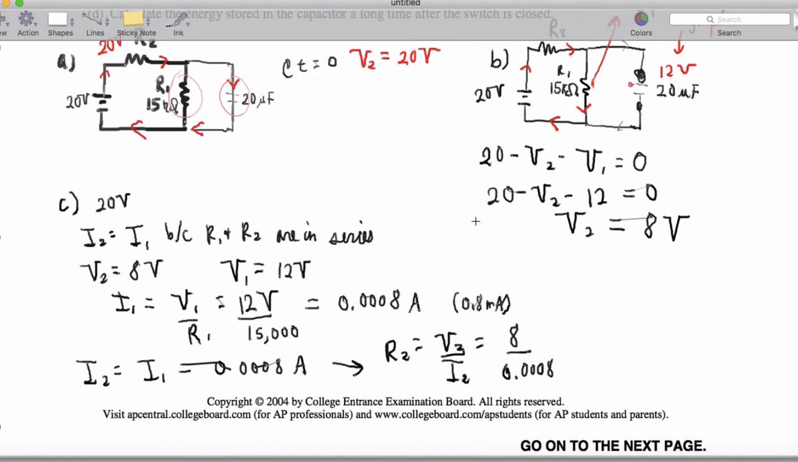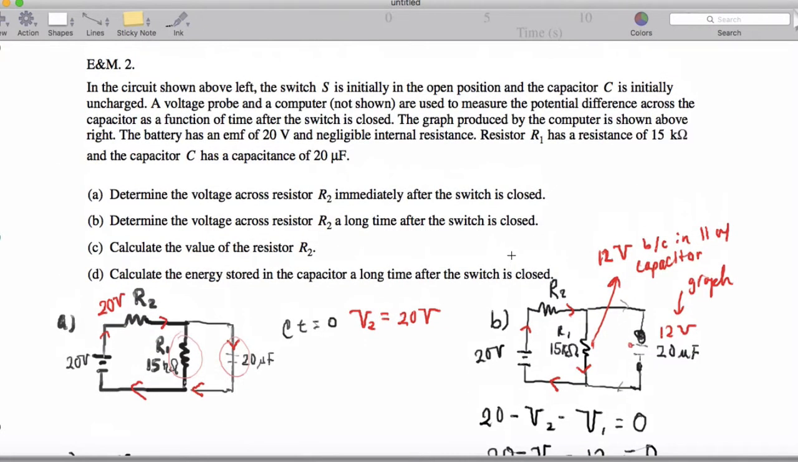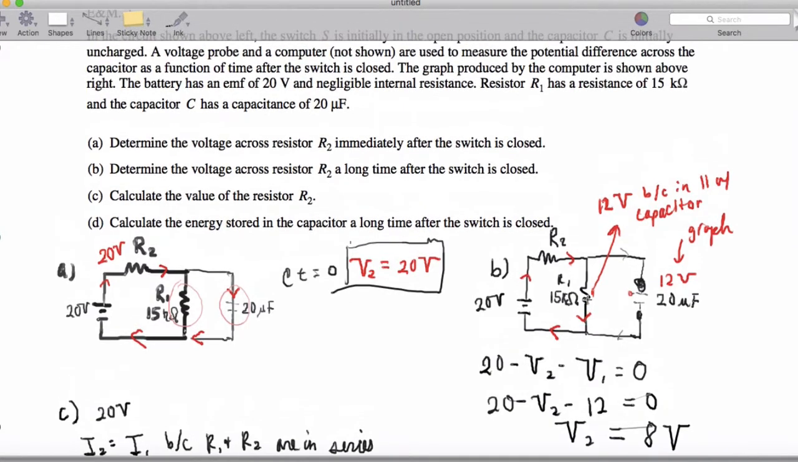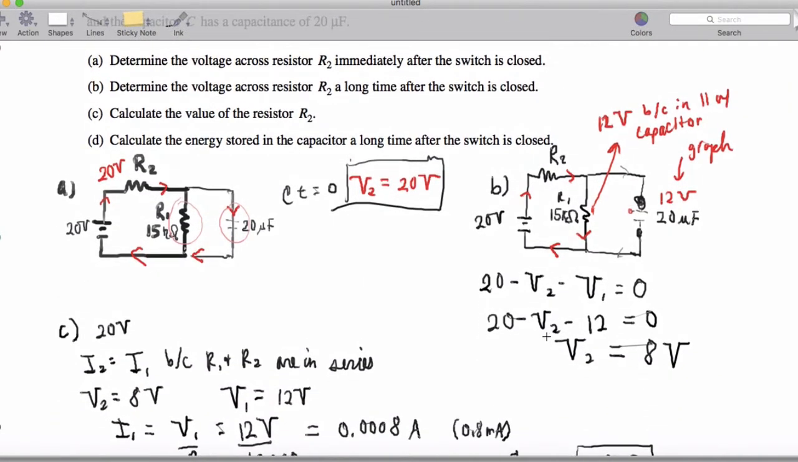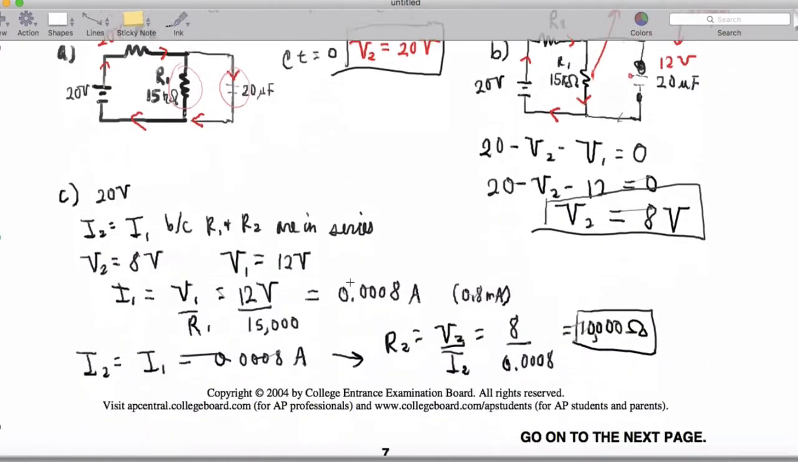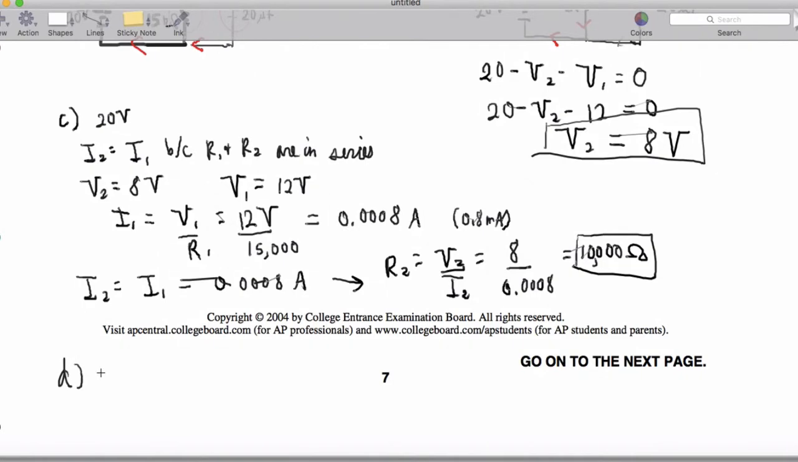And that's giving me a 10,000 ohm resistor. So, just to get clear, this is the answer to part A, the answer to part B, and the answer to part C. Now it says, calculate the energy stored in the capacitor a long time after the switch is closed.